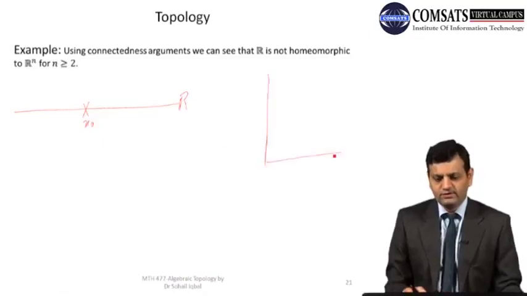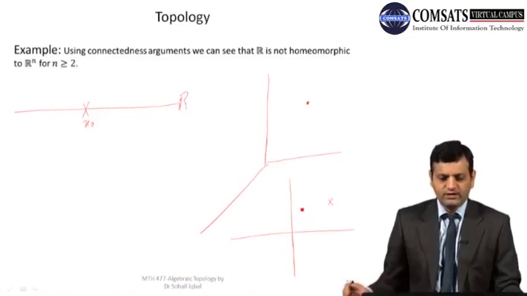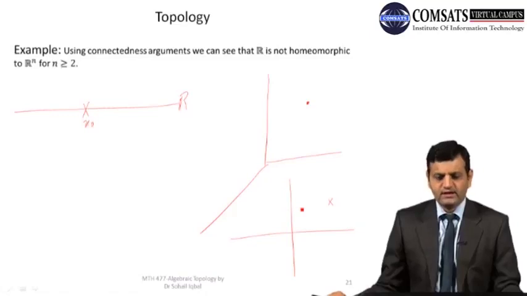But this is not the case, for example, in R2 and R3. If I take one point out from R3, then it still remains a connected space. Similarly, if I take one point out from R2, then it still remains a connected space. So using these arguments and using invariance of connectedness and compactness, we can see that R is not homeomorphic to R2, R3 and Rn for n greater than or equal to 2 in general.